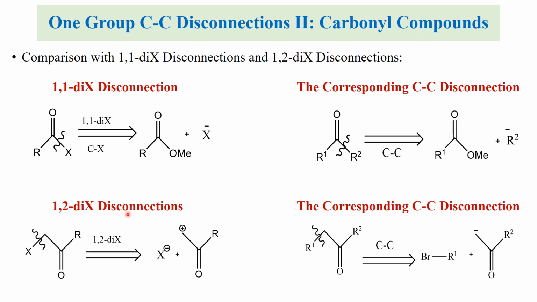Moving on to 1,2-diX, and the corresponding CC disconnection, here we can see that the polarity is reversed. Here it is the positive charge and here it is negative charge. We will discuss all these four cases in this lecture.